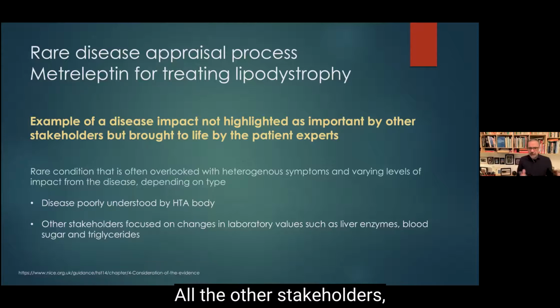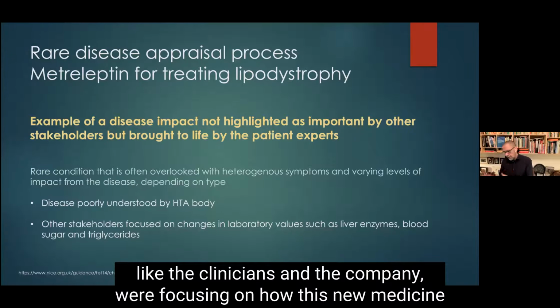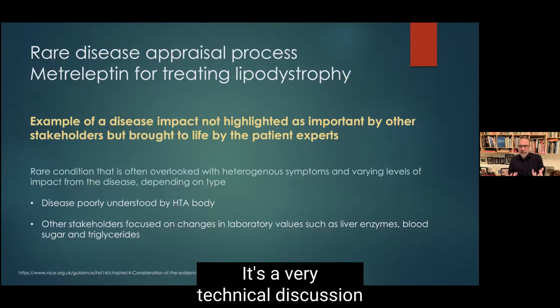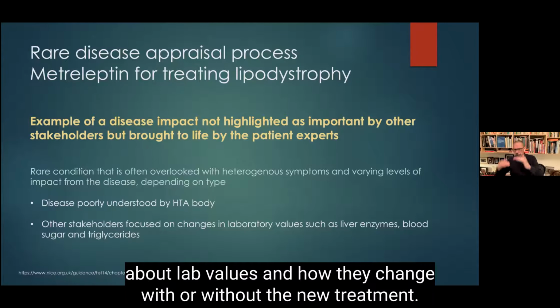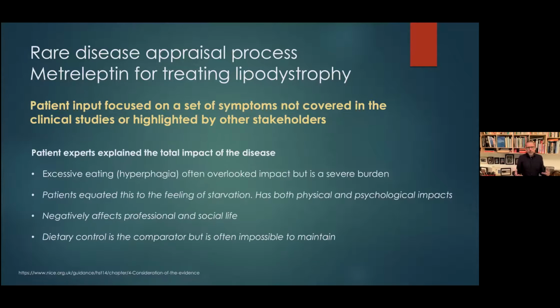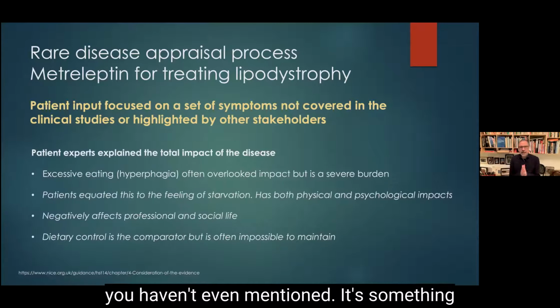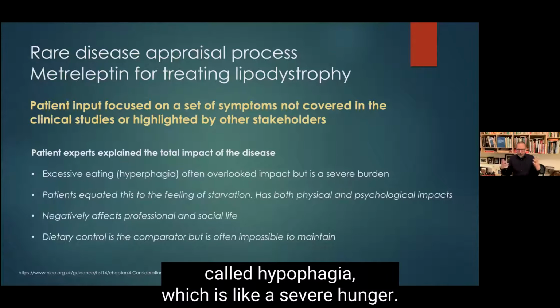All the other stakeholders, like the clinicians and the company, were focusing on how this new medicine changed laboratory values, such as liver enzymes, blood sugar, triglycerides. So it's a very technical discussion about lab values and how they change with or without the new treatment. The patient group said, hold on a second here, our biggest problem with this disease, you haven't even mentioned. It's something called hyperphagia, which is like a severe hunger.